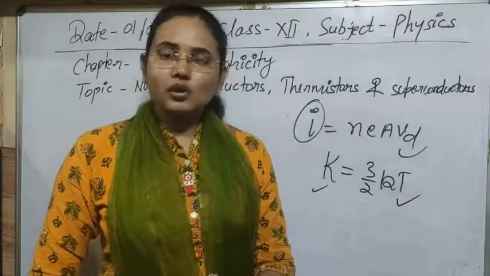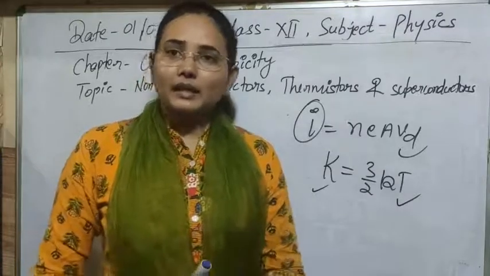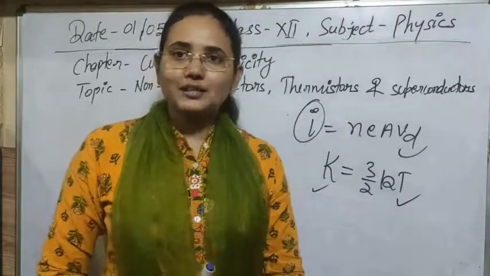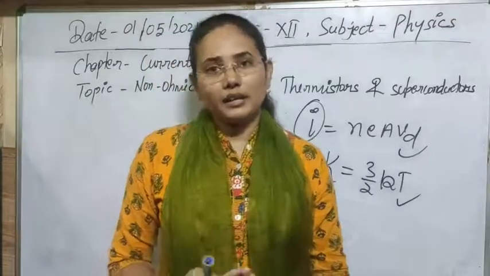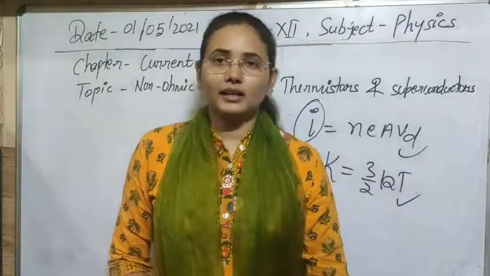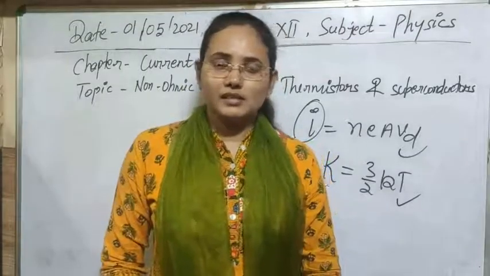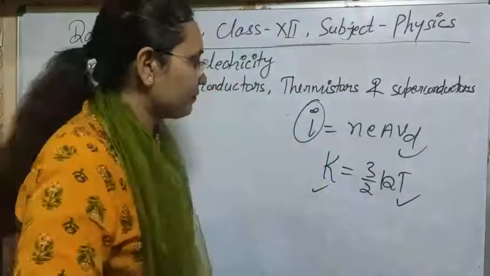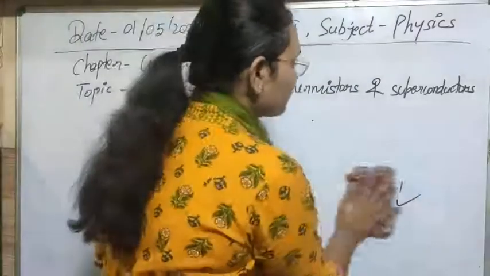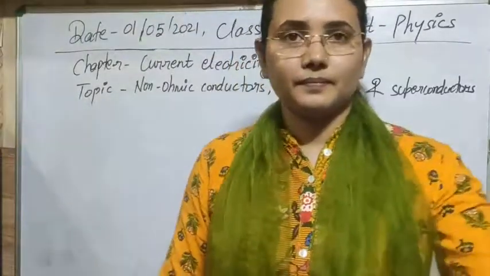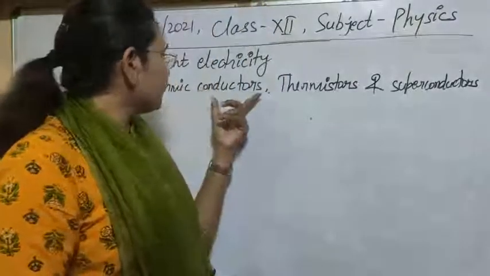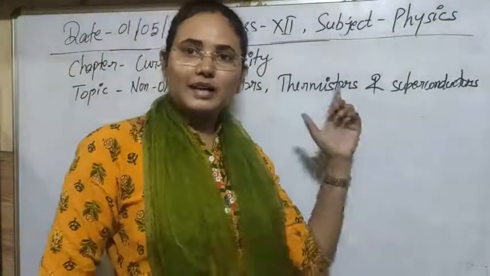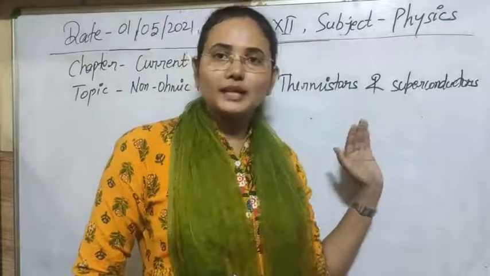So this is the basic cause. The thermal vibrations are created due to the change in current in the circuit, and that's why we get the Joule heating effect, or heating effect of the current, in our devices. So I think the ohmic conductor, thermistor and superconductor are all clear, and the Joule heating is clear.